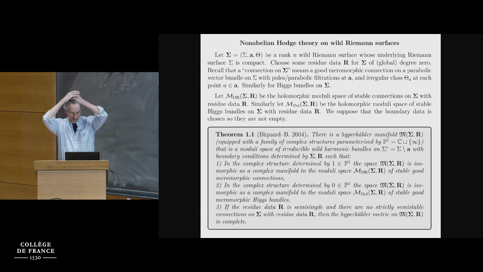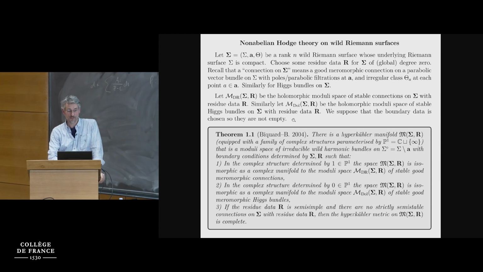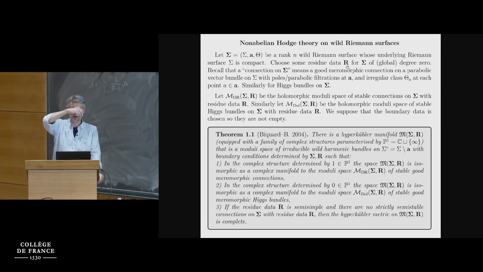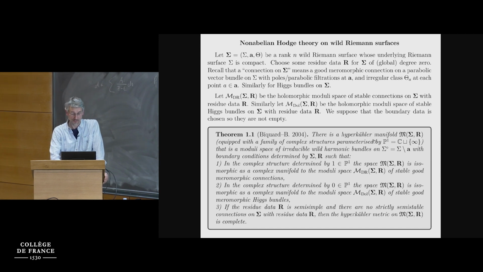So in this language, we can restate this non-abelian Hodge theorem. So basically, we need to choose the wild Riemann surface plus residue data. So basically, the conjugacy class around each of the Stokes circles plus the weights as well. And you do that in each of the pictures, in the de Rham picture and the Dolbeault picture. And there are moduli spaces which can be defined completely holomorphically, the de Rham moduli space and Dolbeault. And the point is, if you impose a stability condition, then that's the condition for the existence of a wild harmonic metric. So there's a hyperkähler manifold with a family of complex structures parametrized by the Riemann sphere.